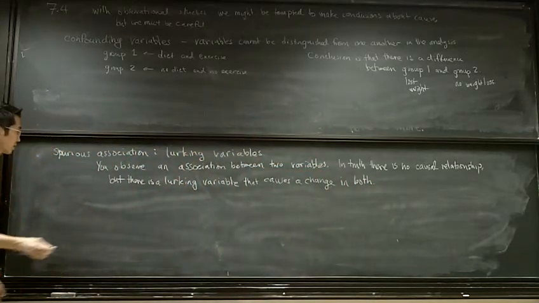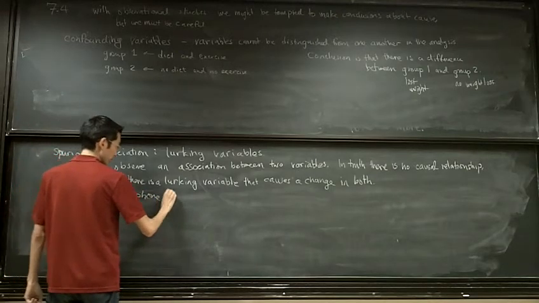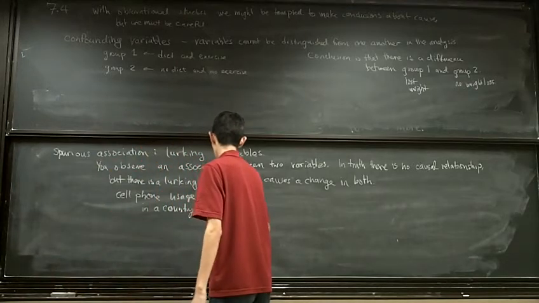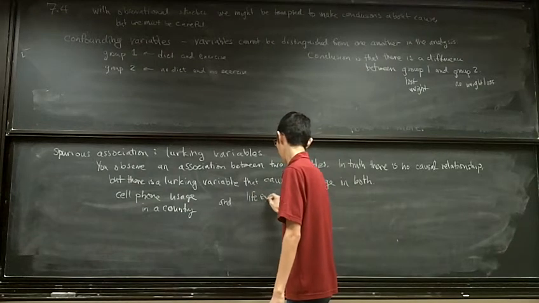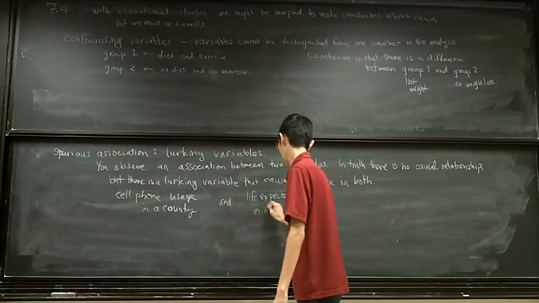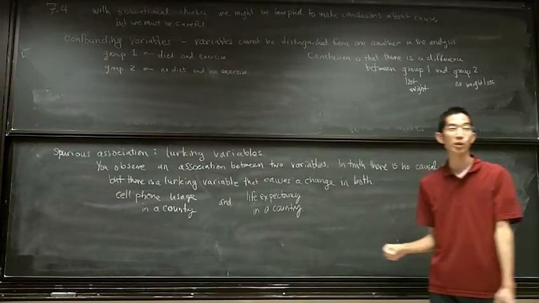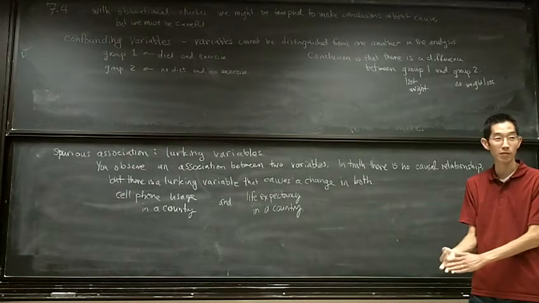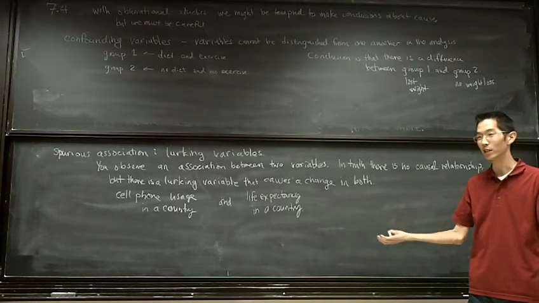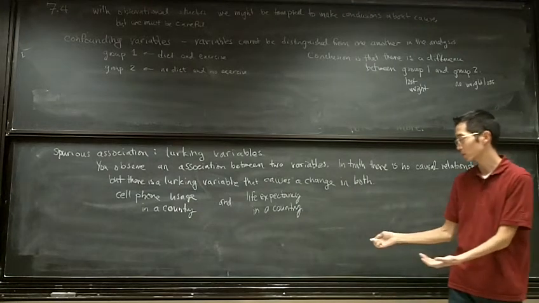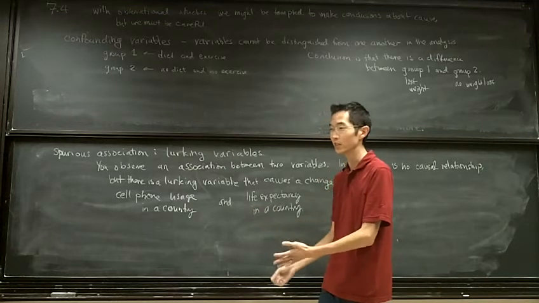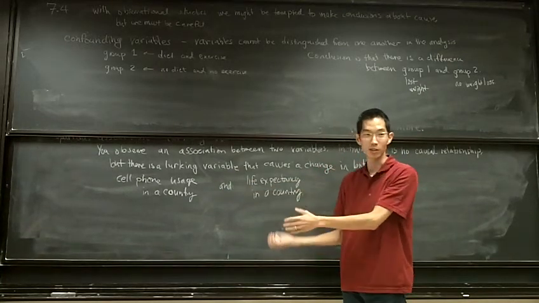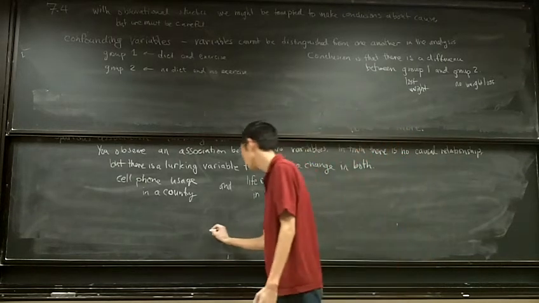The example I used is cell phone usage. Countries with greater cell phone usage will have higher life expectancy. That's a fact. But it doesn't mean that using cell phones causes you to live longer, or that living longer causes you to use cell phones. What's really happening is that there's another variable, probably country infrastructure and general wealth, that increases cell phone usage and increases life expectancy through things like having healthcare infrastructure. So, another variable.